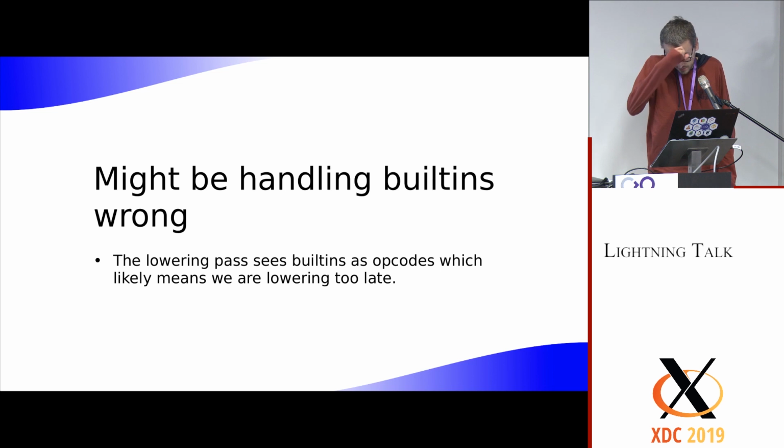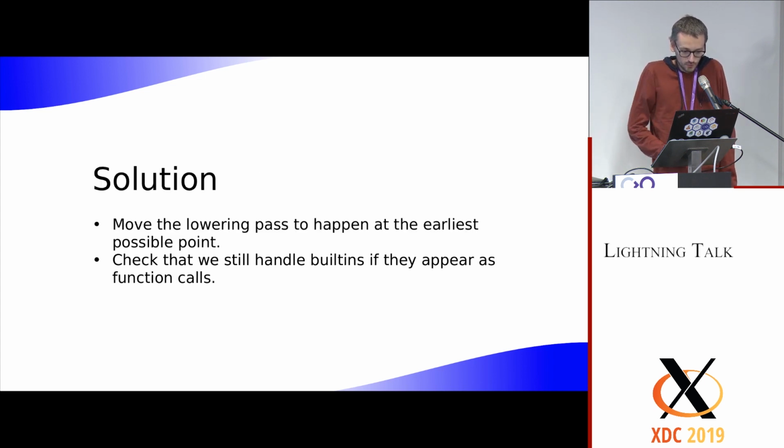Connor suggested that we might be handling the built-ins a bit too late, because the way that the pass is seeing them, it sees them as actual opcodes, and apparently early on in the GLSL IR they just appear as normal function calls. So if I'm seeing them as built-ins, that means we're doing the lowering pass too late. We're going to look at that and make sure that the lowering pass is at the earliest point possible, and then check that it still handles the built-ins even if they appear as function calls instead of as built-in opcodes.